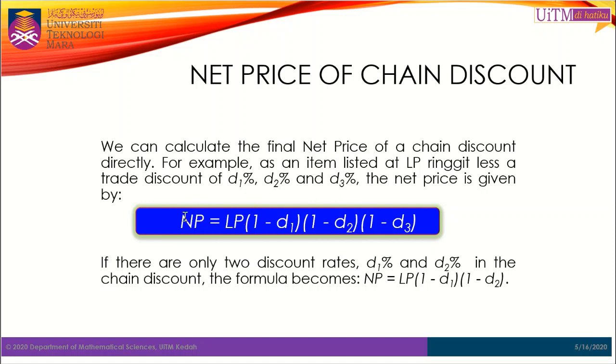The new formula that you get here will be NP, the net price, equals list price LP times (1 - D1), the first trade discount rate, times (1 - D2), the second discount rate, multiplied with (1 - D3), the third discount rate. In this case D1, D2, and D3 represent the chain discount. If you have one more, you just extend the formula to include (1 - D4) and so on. So that is how to find the net price directly using the net price formula.